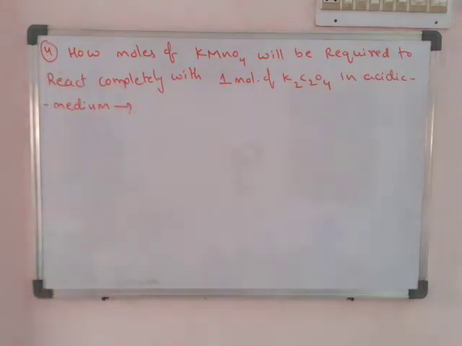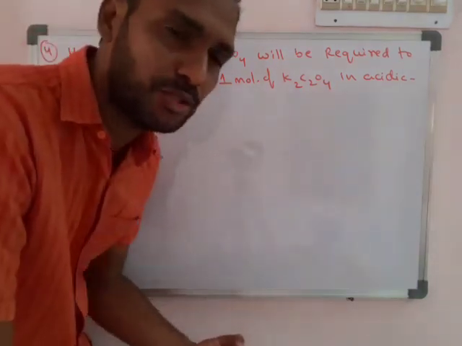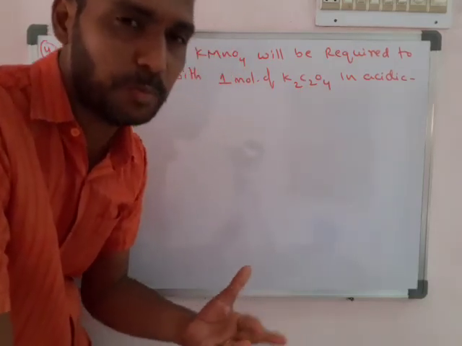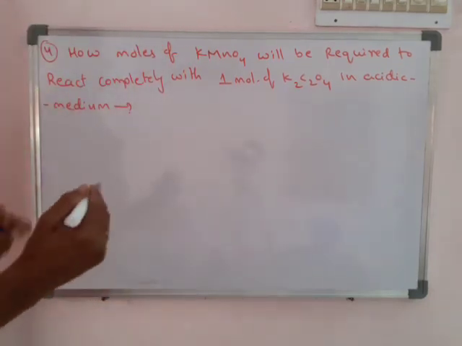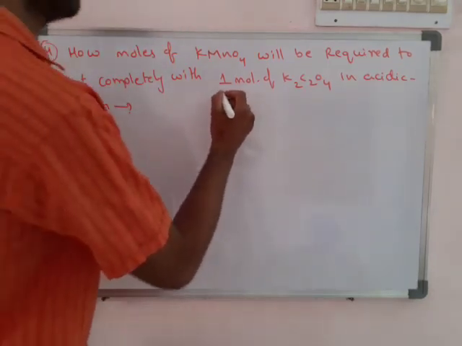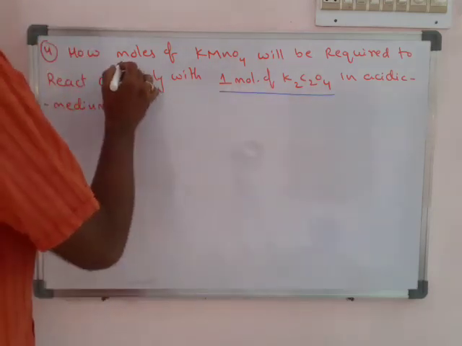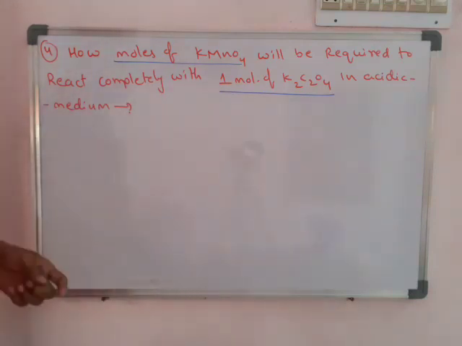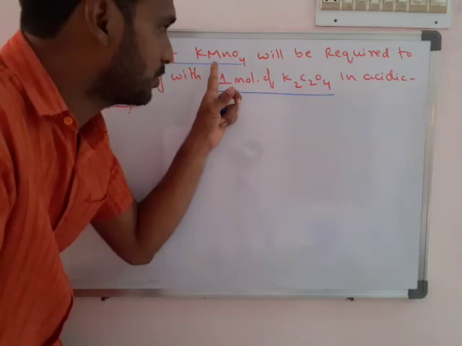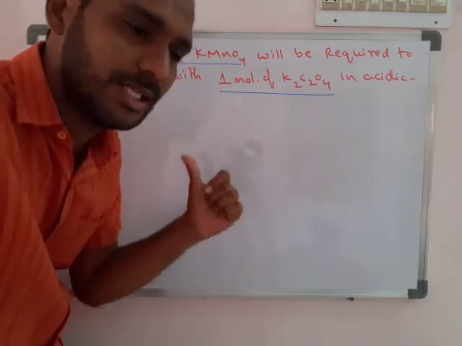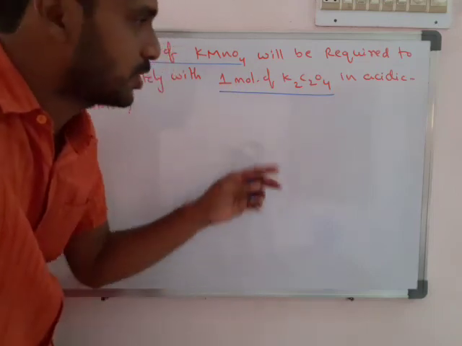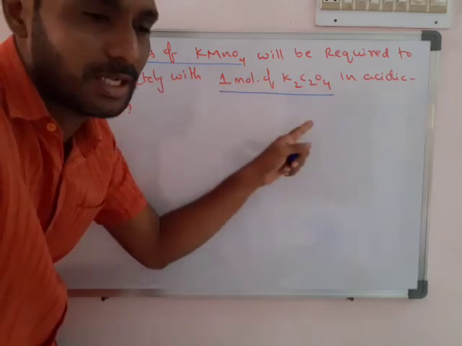So actually, in terms of molarity and volumes, we can simply equalize the milli equivalents. But here no such information is given, it is just given in terms of moles. The moles of K2C2O4 is given, so I have to find the moles of KMnO4. Both are reactants. Potassium permanganate is the oxidizing agent, and K2C2O4 is a reducing agent. So one undergoes reduction, the other undergoes oxidation.